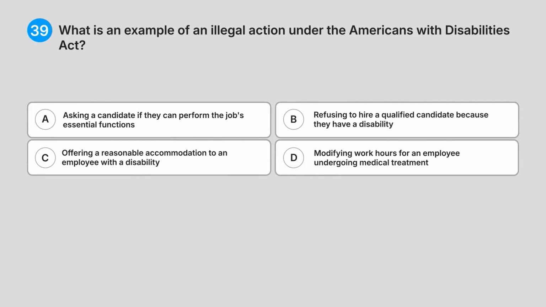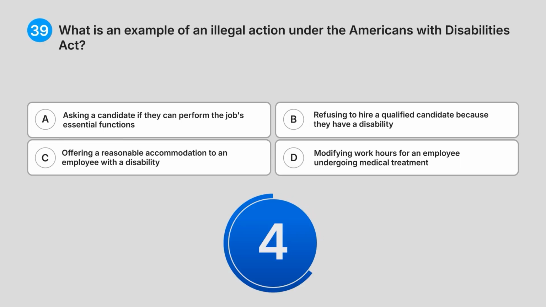39. What is an example of an illegal action under the Americans with Disabilities Act? A. Asking a candidate if they can perform the job's essential functions. B. Refusing to hire a qualified candidate because they have a disability. C. Offering a reasonable accommodation to an employee with a disability. D. Modifying work hours for an employee undergoing medical treatment. Do you know the answer?